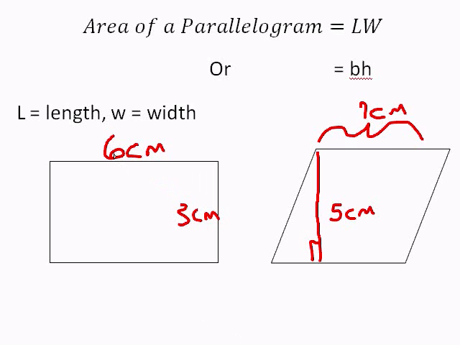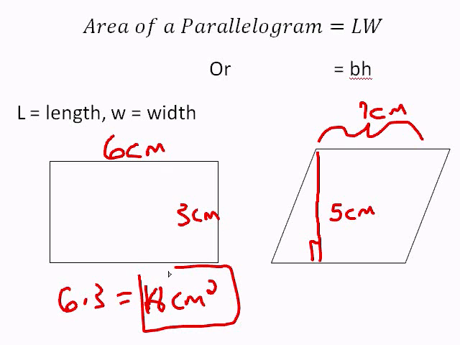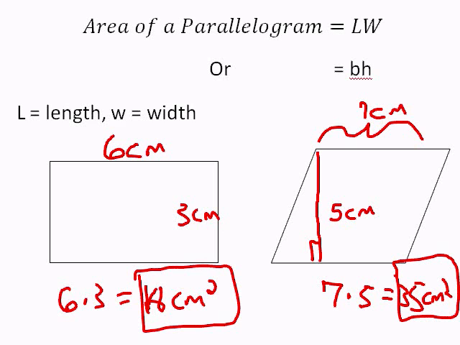For the first one, we see that our base, or rather our length, is 6, and our height or our width is 3, so we multiply those. 6 times 3, and we get 18 centimeters times centimeters gives us centimeters squared. Now for the second one, our base is 7, or our length, and our width or our height is 5, so we go 7 times 5, and we get 35 centimeters squared. And there you go, you found the area of two parallelograms using either one of these formulas.